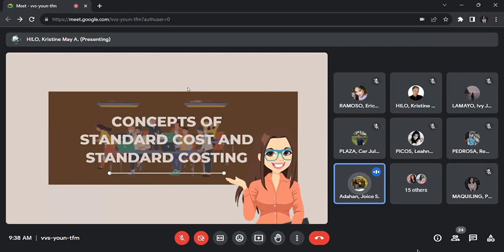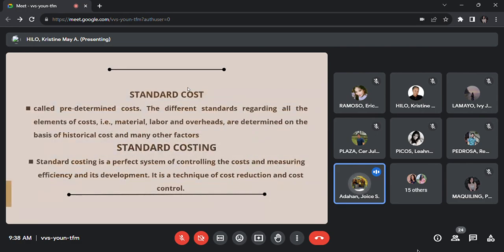These are the concepts of standard cost and standard costing. Standard cost is called predetermined cost, the different standard regarding all the elements of cost. Materials, labor, and overheads are determined on the basis of historical cost and many other factors. Standard costs are estimates of labor and overhead needed to produce goods or services and also relate to a product, service, process, or operation.